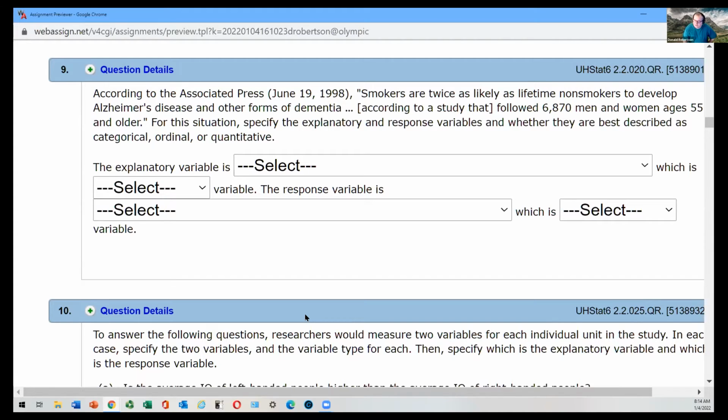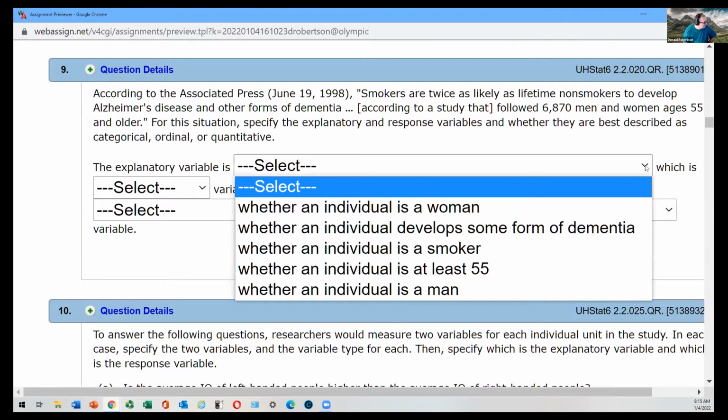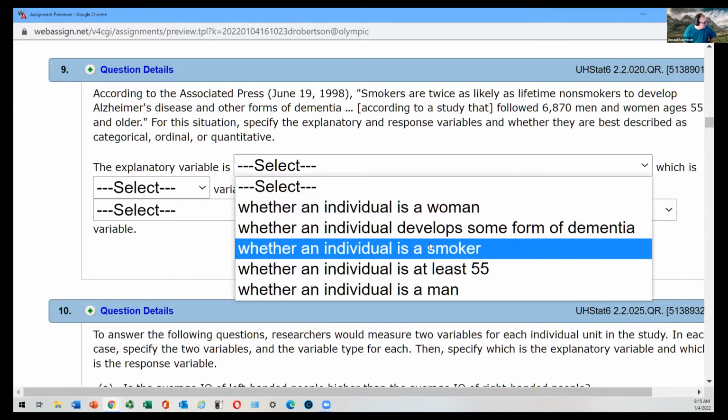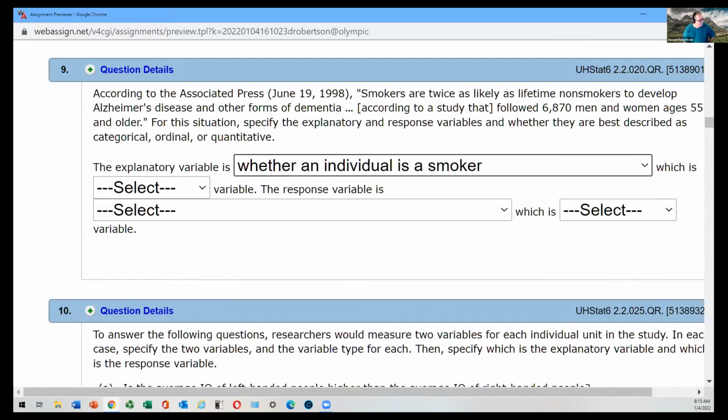So your doctor would say to you something like, you've been smoking for a long time. Do you know you're twice as likely to get Alzheimer's if you're a smoker than if you don't? So maybe you should give up smoking. So the explanatory variable is whether you're a smoker.